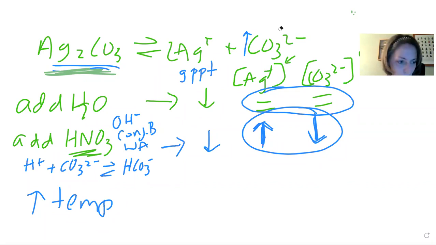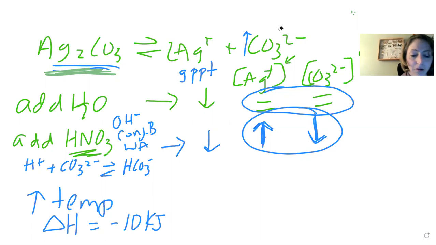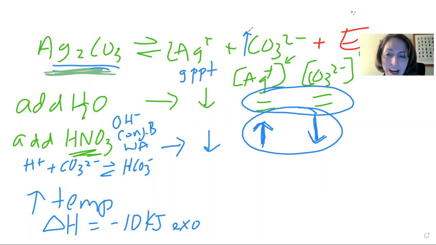I hope you guys are saying it out loud: you would have to know if it's exo or endothermic. So I'm just going to go out on a limb here and say delta H for this reaction as written is negative 10 kilojoules. That negative implies exo, so that means it's an exothermic process. So our energy quantity would be on the product side, and of course endo would be on the reactant side.